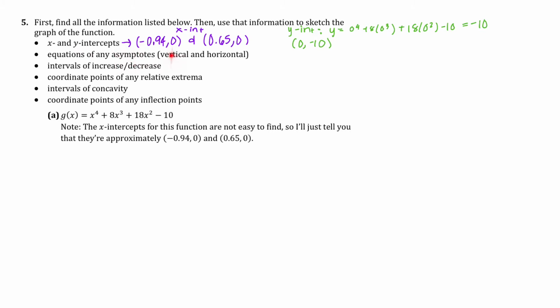With equations of any asymptotes, this is a polynomial, and polynomials don't have asymptotes.